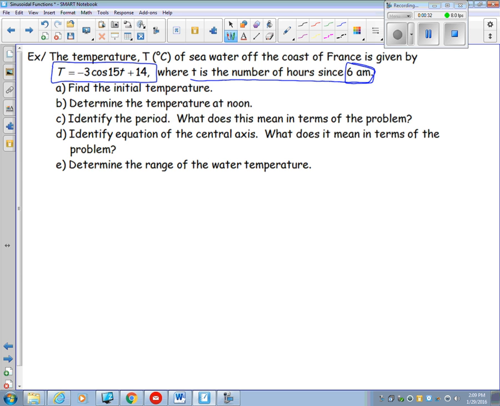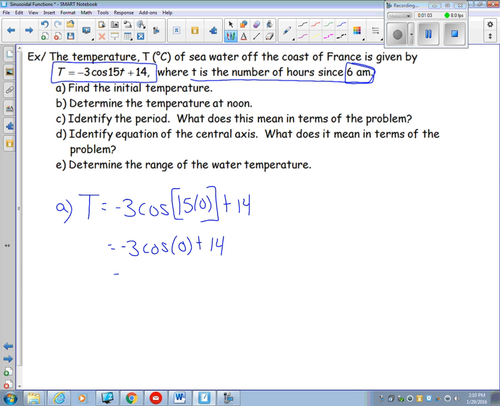Okay. Part A, I want to find the initial temperature. I want to find the temperature at the initial point. That would be 6 a.m. At that point, no time has gone by. So my temperature can be found by -3 cos of 15 times 0, and I've got to figure out what all of this is before I take the cos of that, plus 14. Now, if you have brackets on your calculator, you can punch in the way it looks, or you can do a little bit of math first. -3 times the cos of 0, because 15 times 0 is 0, plus 14. And if you put that in your calculator the way it looks, you'll end up with a temperature of 17 degrees Celsius. That would be our initial temperature.